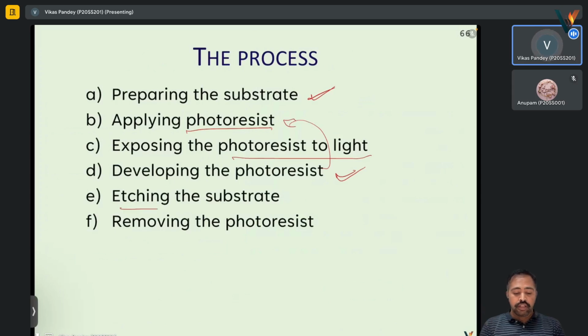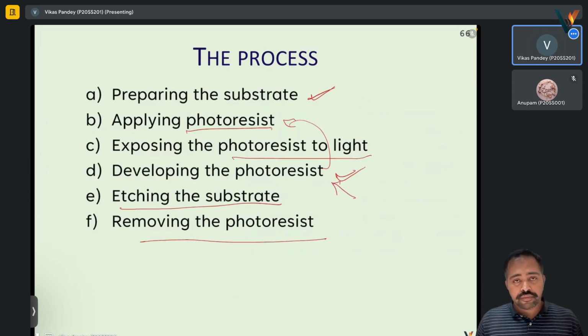Then we etch the substrate, and then we remove the photoresist. So the photoresist is patterned using light, and then the photoresist acts as a mask for the subsequent etching, and we get the desired pattern. And then once the work is done, we remove the photoresist.